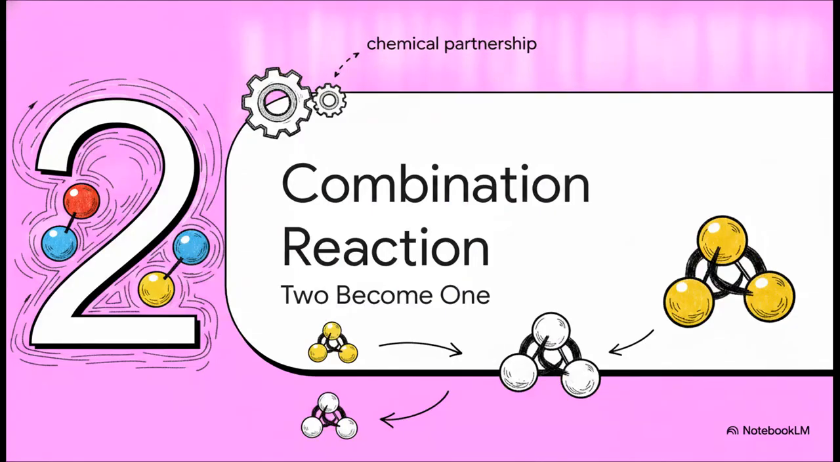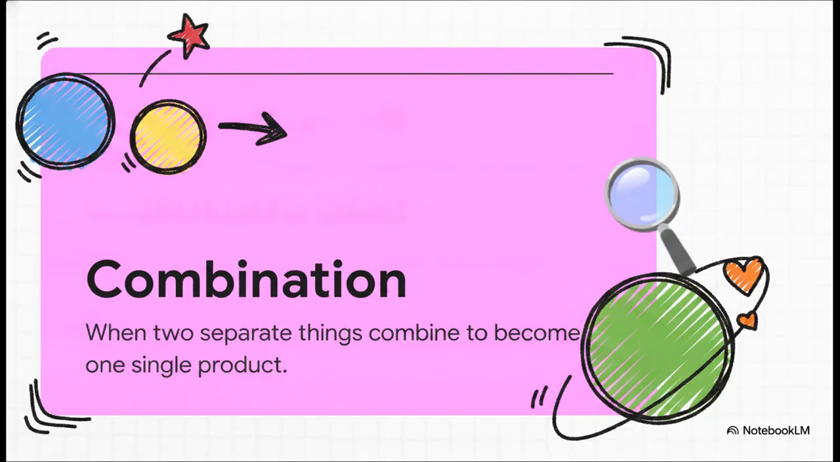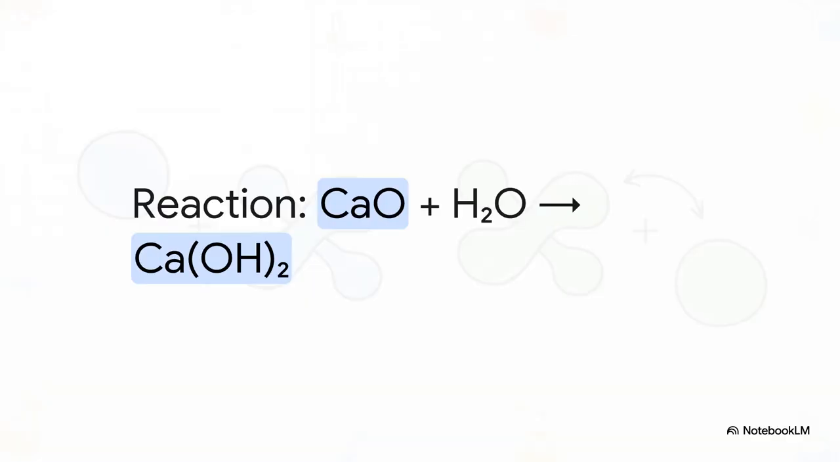Moving right along to Section 2, combination. Two become one. A combination reaction is beautifully straightforward. It's quite simply when two things become one. You start with multiple separate elements or compounds, and through the magic of a chemical reaction, they bond together to form a single, unified product. Now, here is where our main focus really matters today, the specific reaction examples. Take a look at this one.